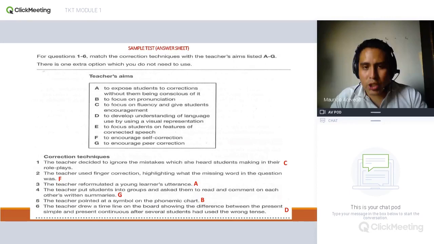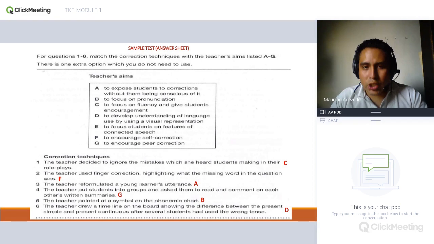Okay. So the letter that you didn't use was the T: focus students on features and connect. We never talked about idioms. We never talked about slang or things like that, or different accents when talking. Nothing to do with cultural. So that's why this is not used.